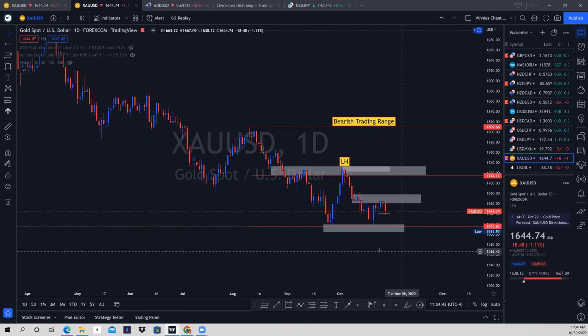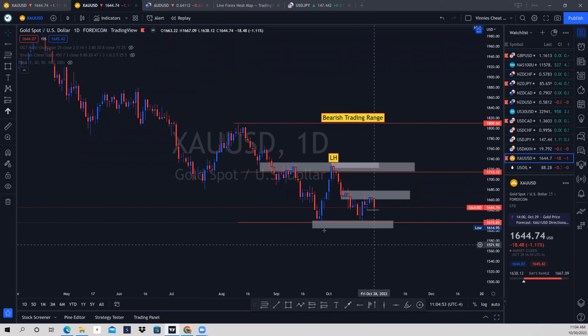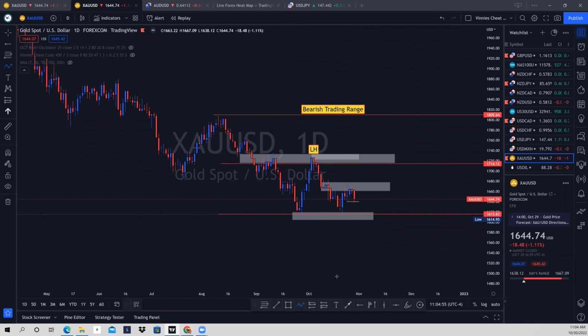Now, here's what I'm looking to do. Since price pulled back into my sell zone, price has already gone down, but it looks like it has not broken this low right here. I'm looking for price to break this low, but it's at a strong demand level right now. Price came down, shot up, came back down, and it's trying to shoot up again.